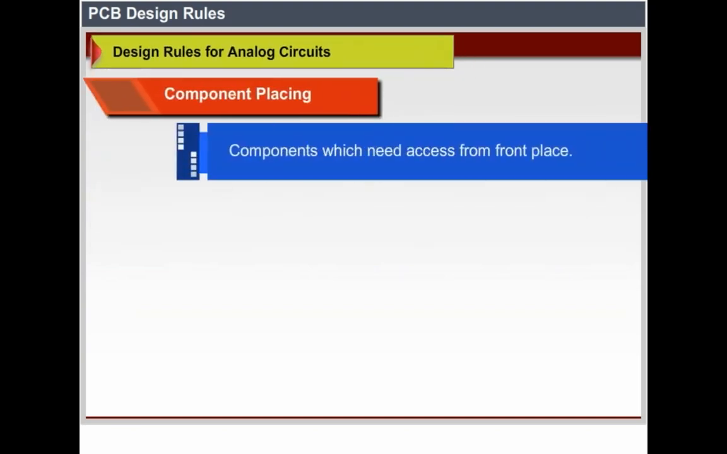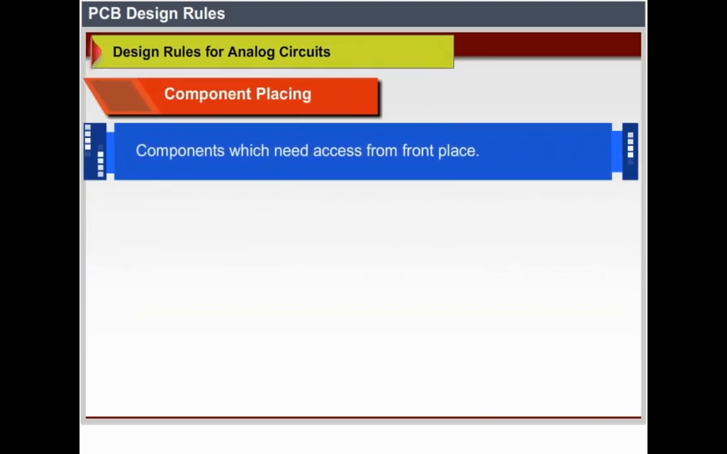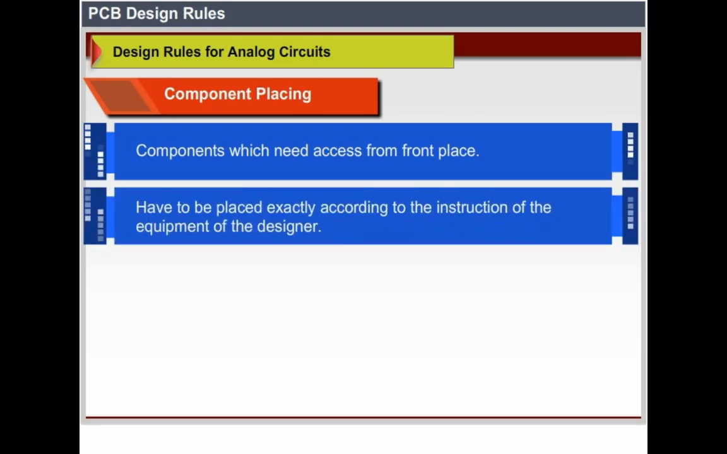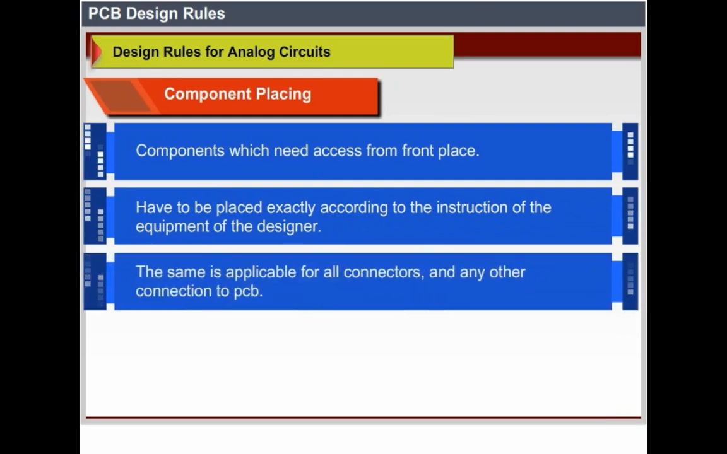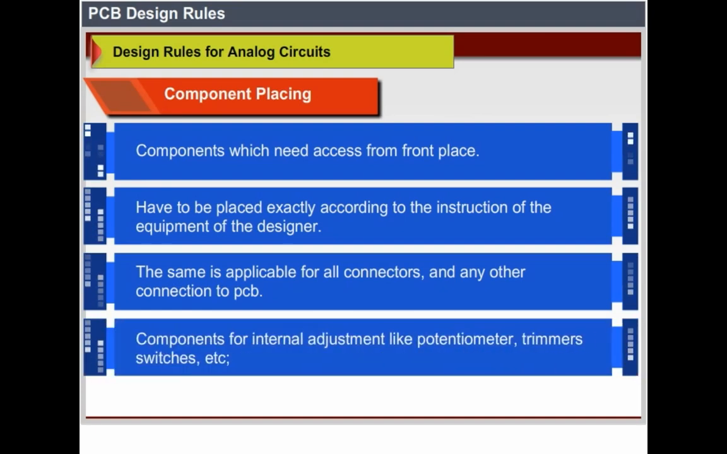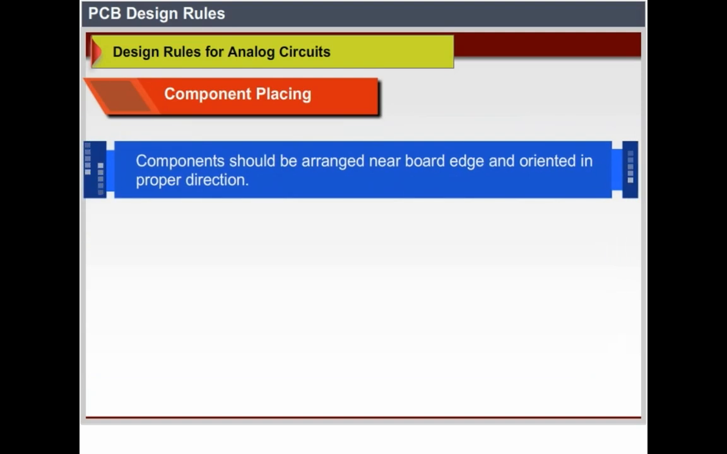Component placing. Components which need access from the front plate have to be placed exactly according to the instruction of the equipment designer. The same applies for all connectors and any other connection to PCB components for internal adjustment, such as potentiometers, trimmers, switches, etc. Components should be arranged near the board edge and oriented in the proper direction.